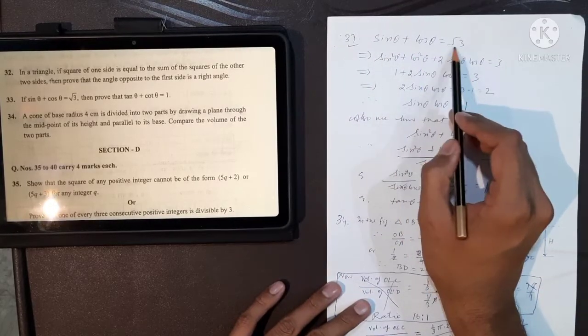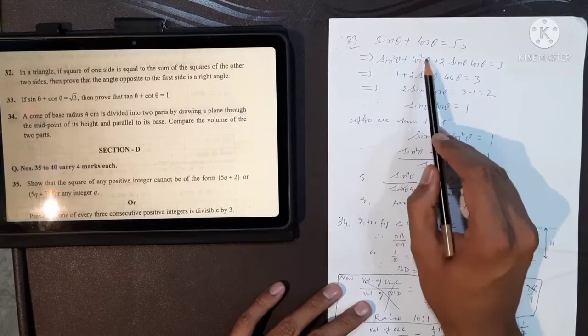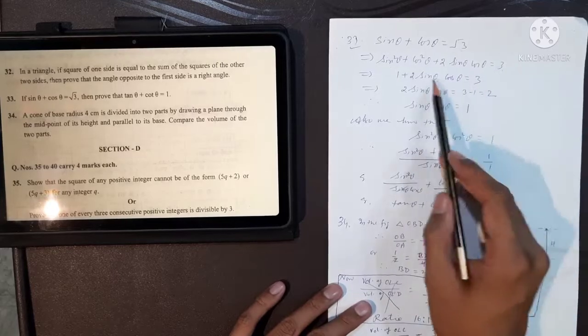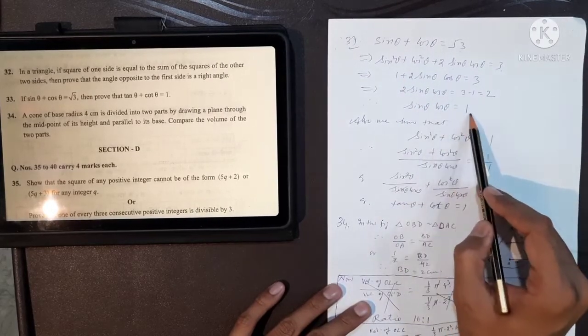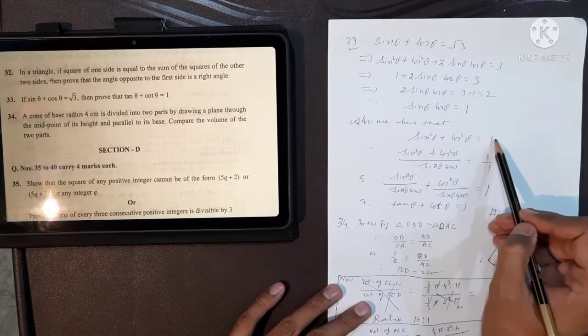If we move on to question number 33, we are given this equation, so we square both the sides, then we get a square plus b square plus 2ab is equal to 3. Then we solve this to get sine theta into cos theta is equal to 1. We also know that sine square theta plus cos square theta is equal to 1.